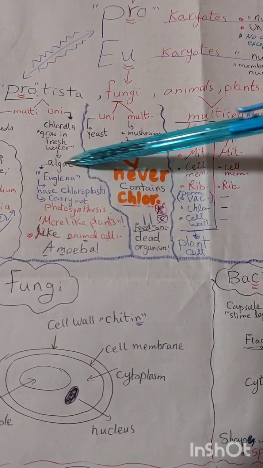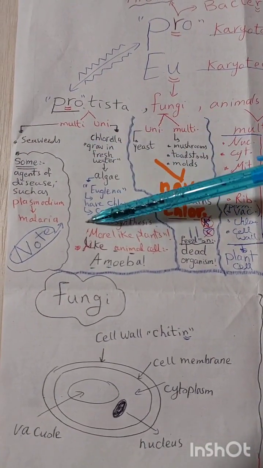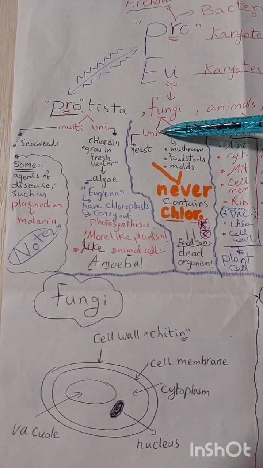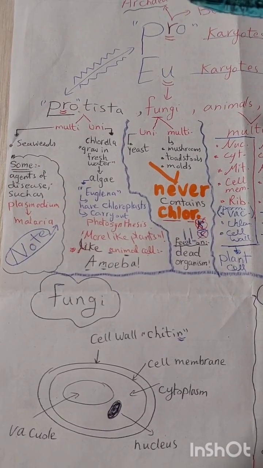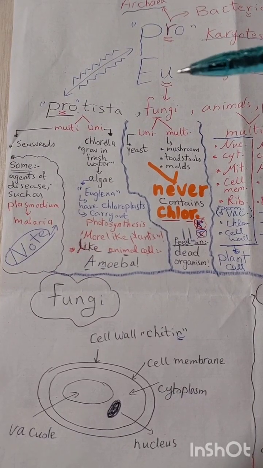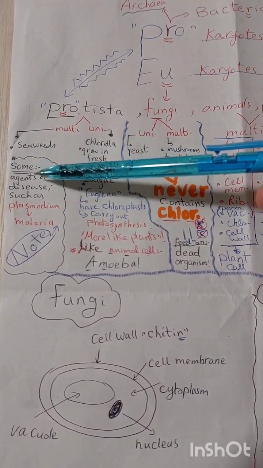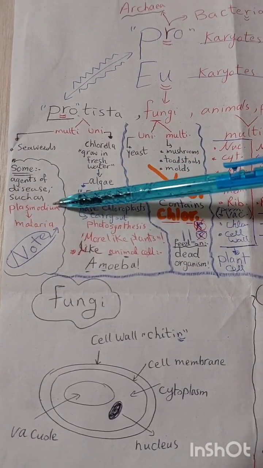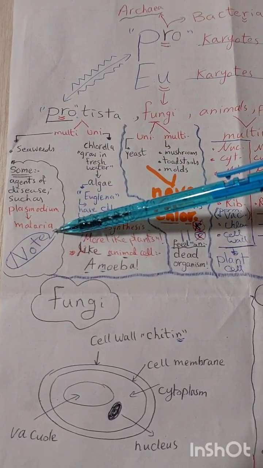Okay, I think this point is very easy now. The second point is that protista and fungi, sometimes they are good and sometimes they are bad. And when I say bad, I mean that they are pathogens. So for protista, some are agents of disease, such as plasmodium. And plasmodium here causes malaria.